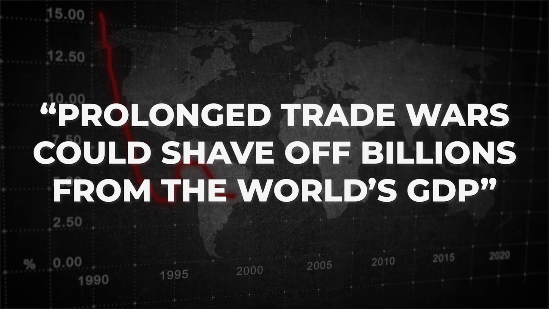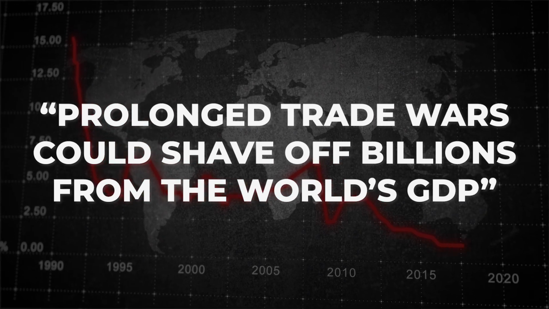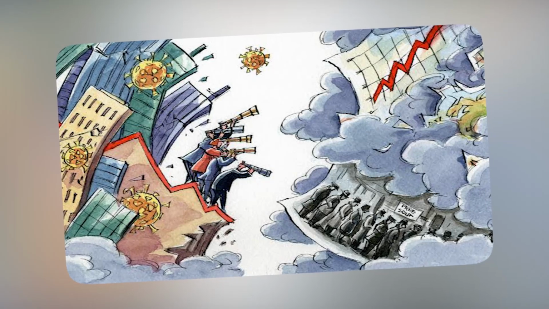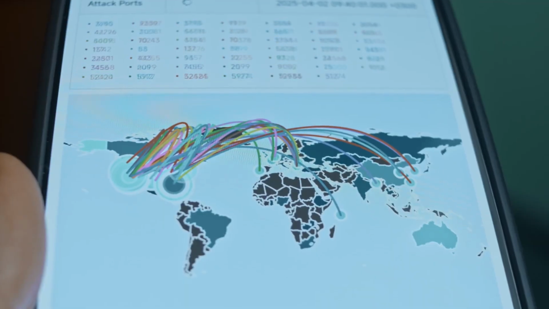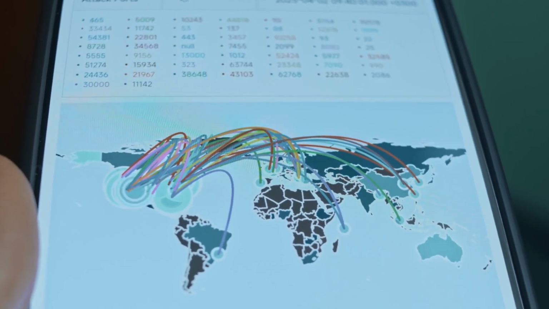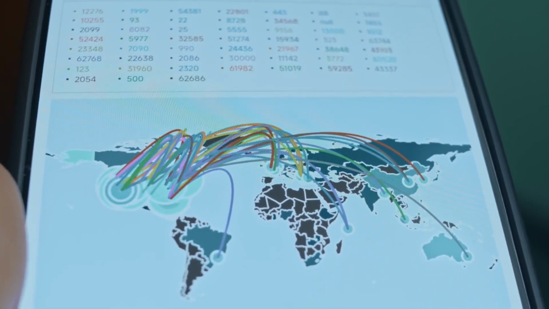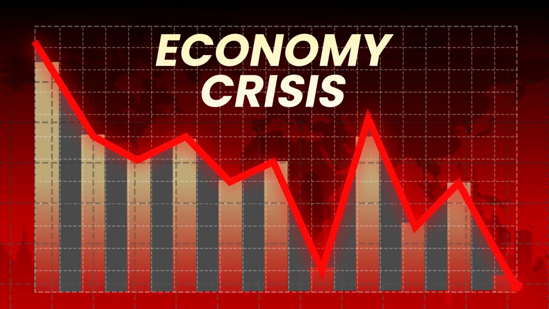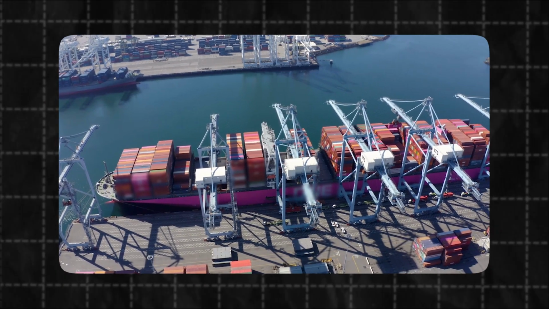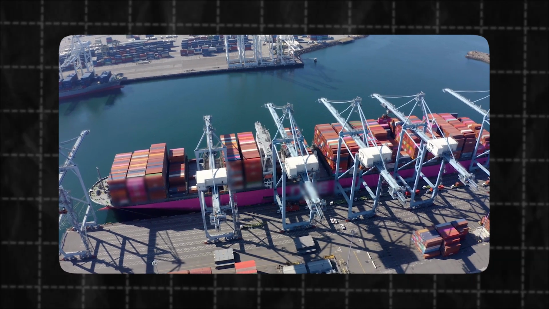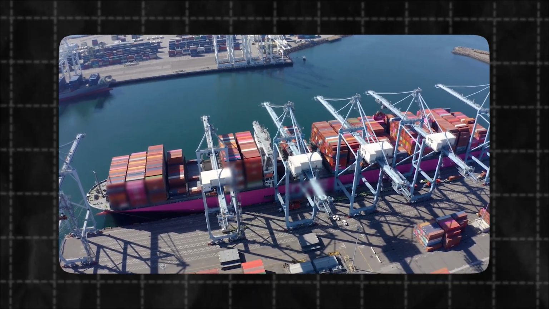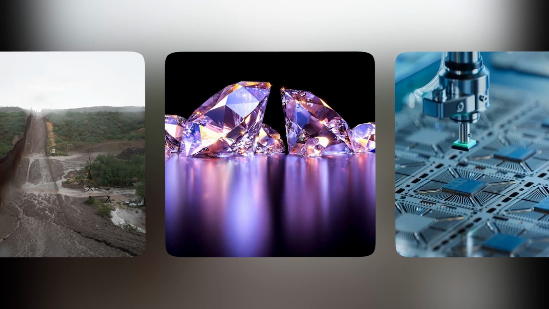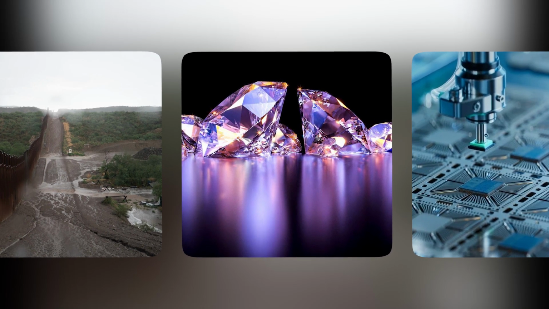Economists warn that prolonged trade wars could shave off billions from the world's GDP, pushing economies into turmoil and sparking widespread unemployment. This worst-case scenario shows just how fragile and interconnected the global trade system is. When countries clash economically, no one truly wins. As companies lose access to cheap imports or export markets, supply chains collapse, manufacturing halts. Vital components like semiconductors or rare earth materials get stuck behind borders.